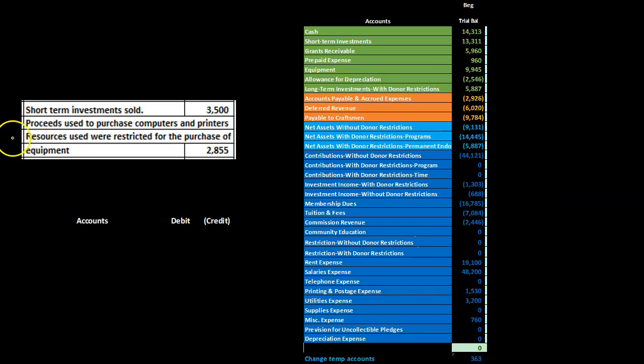Next transaction. Short-term investment sold is going to be the 3,500. The proceeds of that sale are going to be used to purchase computers and printers. Resources used were restricted for the purpose of purchase of equipment of the 2,855. So let's break this out. This is going to actually be 3 different transactions.